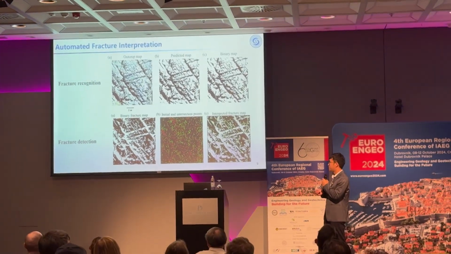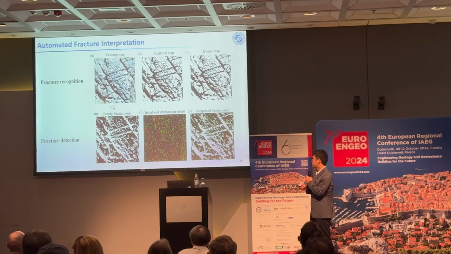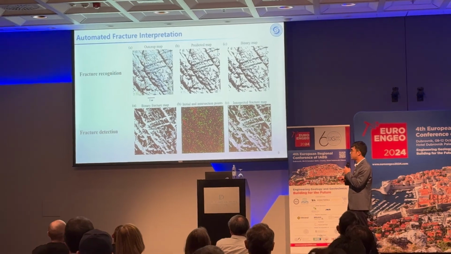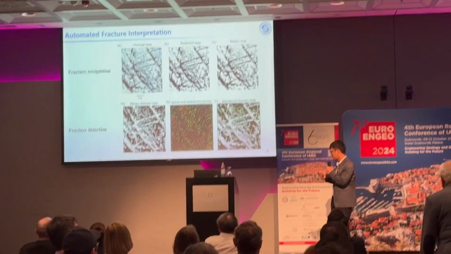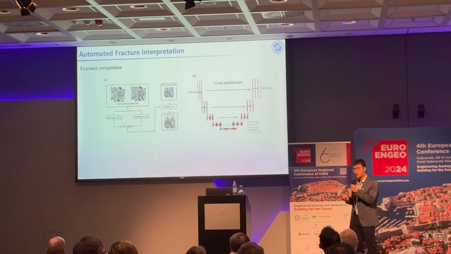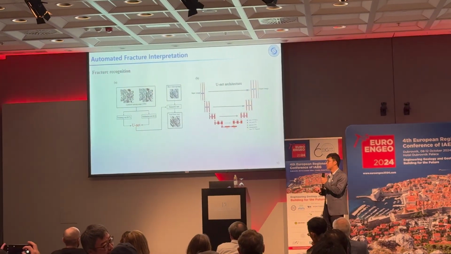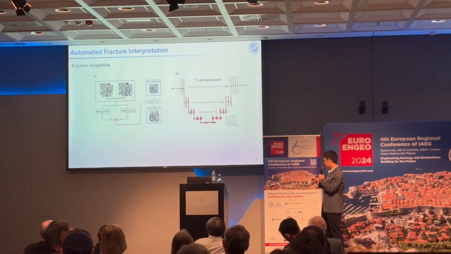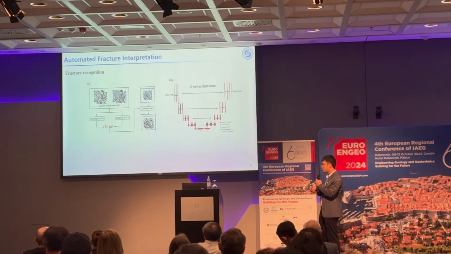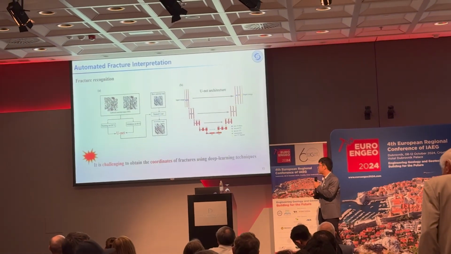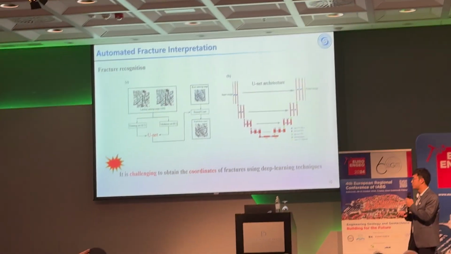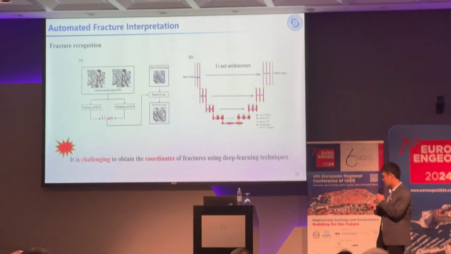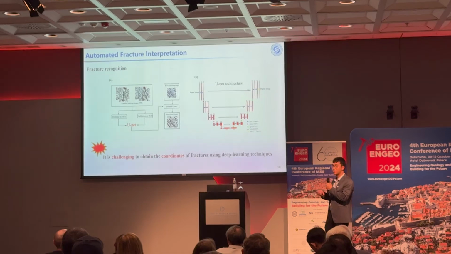And the other part is fracture detection. The binary image is not enough, we want the fracture traces. So the second part is to convert the binary fracture map to interpreted fracture maps, where all the fracture traces are tracked. Deep learning is very powerful in recognizing patterns, and fractures are a very straightforward pattern to be recognized. So we use this deep learning technique to do the fracture recognition, but deep learning cannot do everything. For example, it cannot give us the trace directly. It's also very challenging to obtain the coordinates of the fractures using deep learning techniques. So we still need to do our manual job.